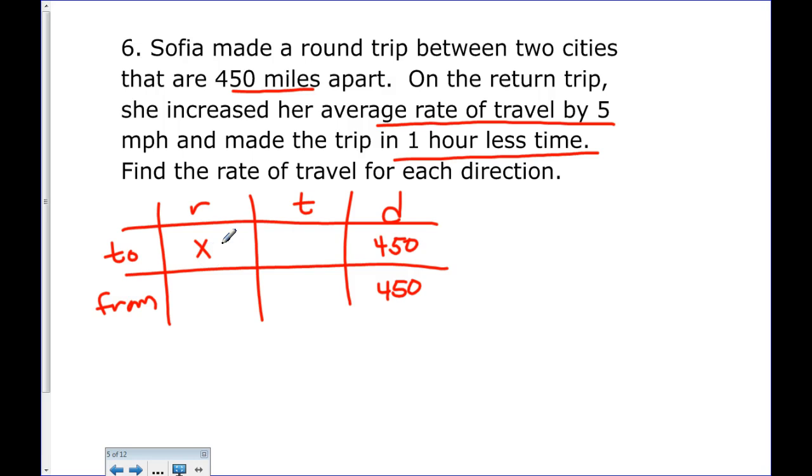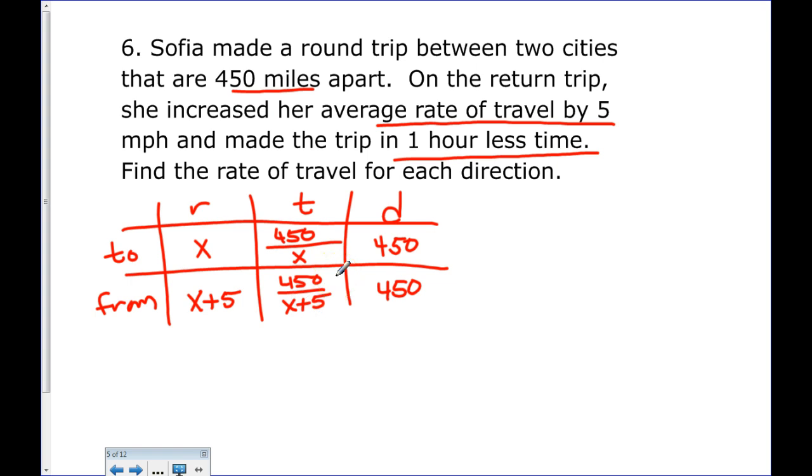Okay, so I'm going to use X for my rate. So on the way, it took her X miles per hour. On the way back, she increased her rate by 5. So how do I write that? X plus 5. So to set this up, this is going to be 450 divided by X. And this one's going to be 450 divided by X plus 5.